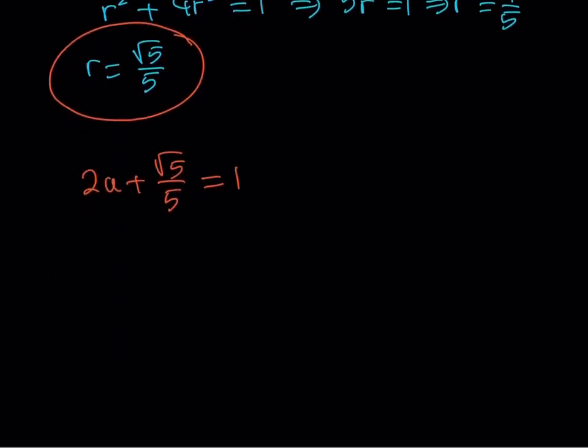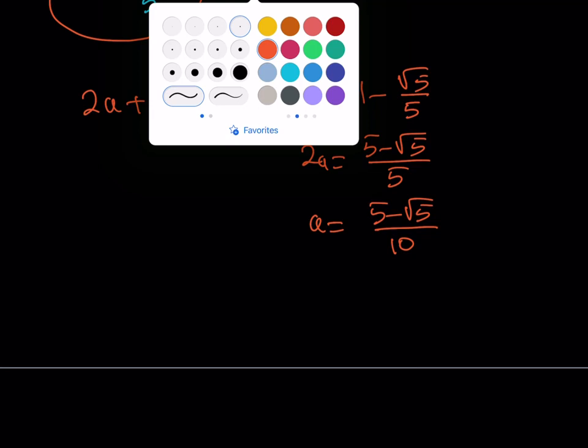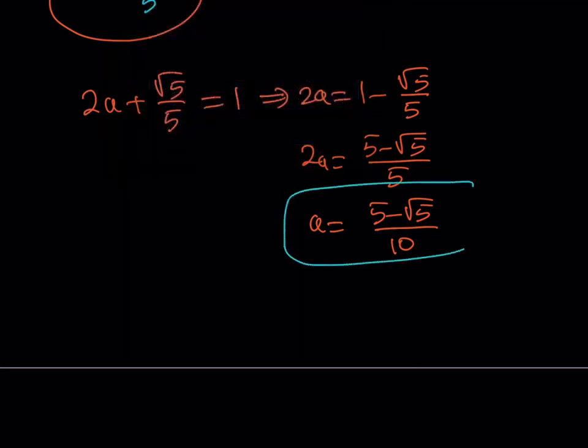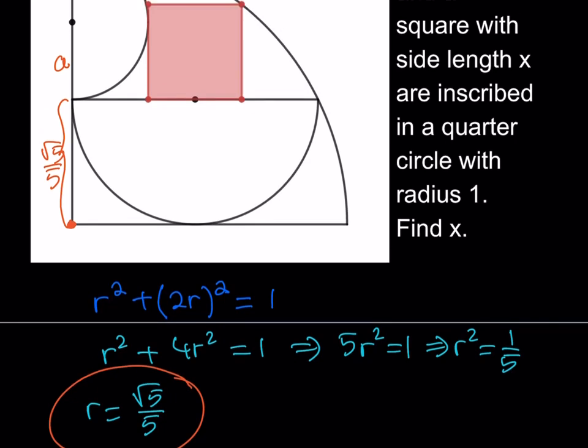Now, how am I going to proceed? Well, we can subtract root 5 over 5 from both sides first, and then make a common denominator. That's going to be 5 minus root 5 over 5. And then divide both sides by 2, which is multiplying the denominator. So a is going to be 5 minus root 5 over 10. Okay, so that is my radius for the smaller semicircle. Okay, awesome. I got that too.